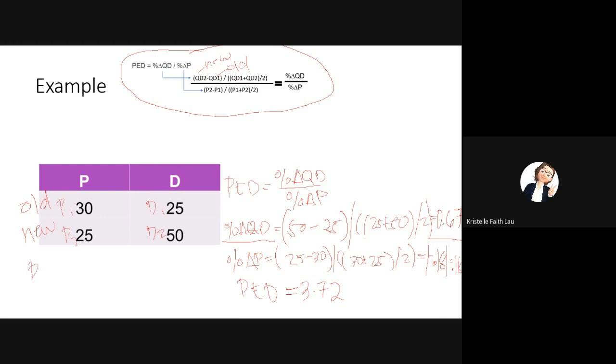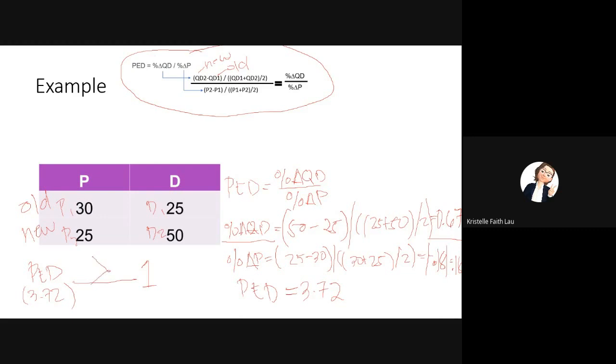So, now, para malaman natin yung type of elasticity niya, ang PED natin is 3.72. Ayan. So, ibibase natin siya sa 1 kasi yan yung magiging basis natin. Ano ang mas greater or less than sa kanila? So, ang PED natin is greater than 1 because 3.72 yung ating answer for the PED. So, PED is greater than 1.